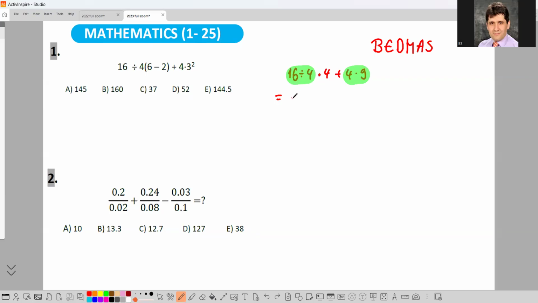16 divided by 4, that's 4 times 4, plus 4 times 9, that's 36. And now 4 times 4 is 16 plus 36. That makes how much? 52. So the correct answer is D. Right. Again, another exercise related to basic math rules, it's this fraction, calculating here.